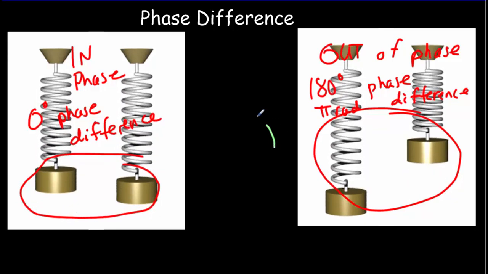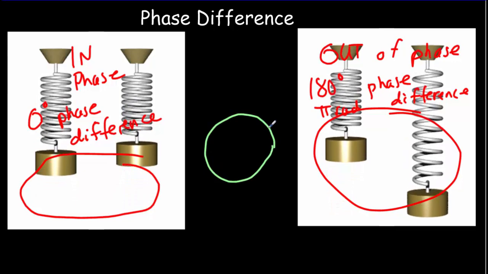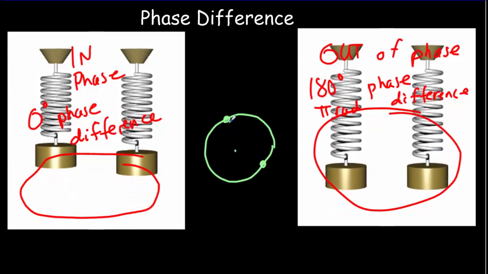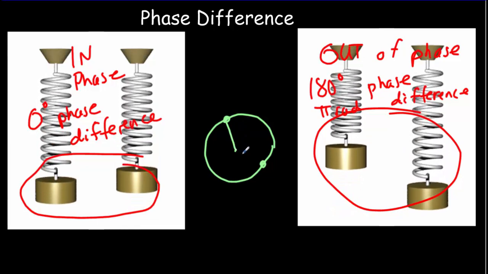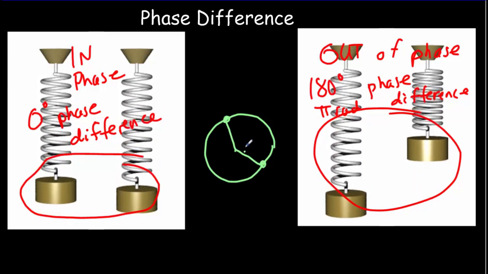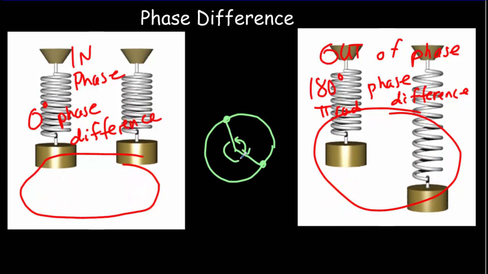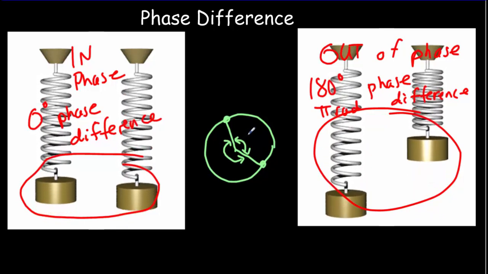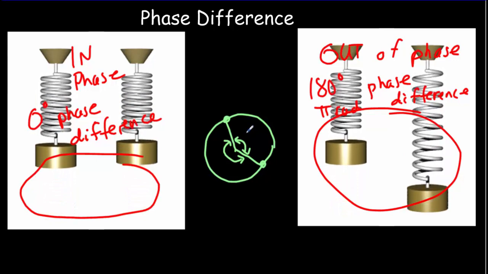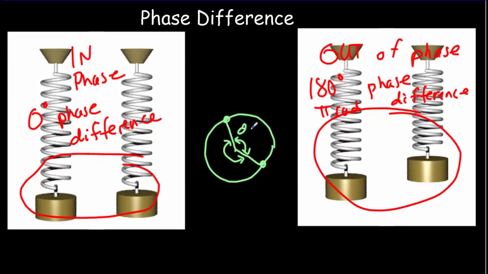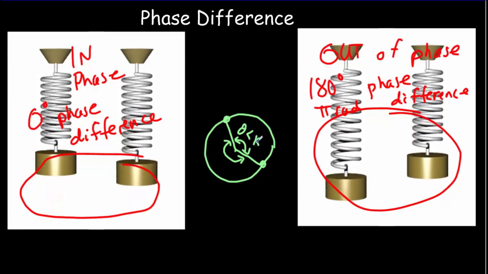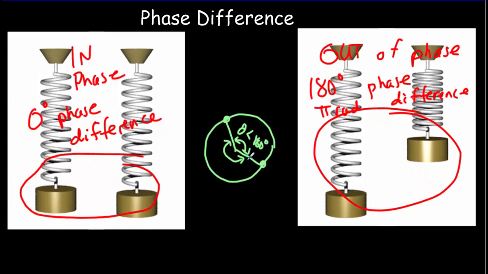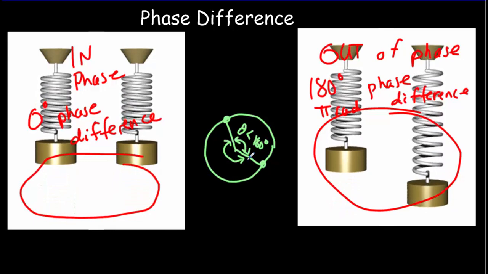And that's because if we have, say, two objects on a circle, here's one, here's another, and we talk about the angle between them, well, we could talk about this angle, or we could talk about this angle here. But the smaller angle there is always less than 180 degrees. So we always say that the phase difference is always less than 180 degrees. Two things can never be more than 180 degrees out of phase.